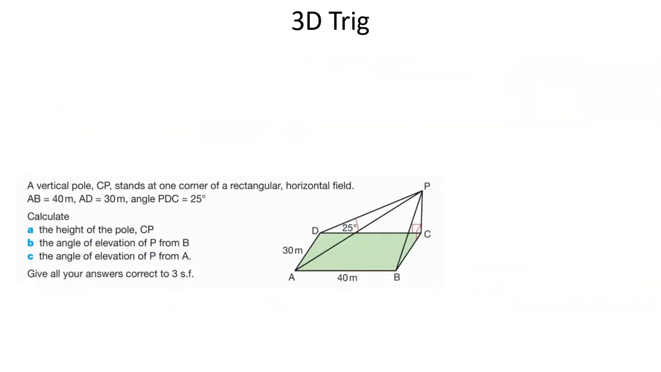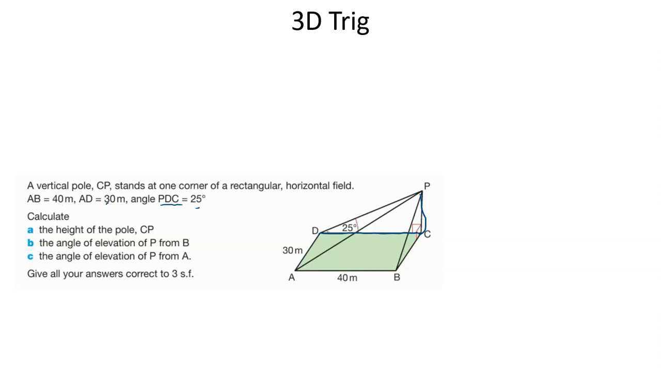A vertical pole CP, so just there, stands at one corner of a rectangular horizontal field. It gives us AB, AD, and the angle, which are all labelled. This angle here, notice it's PDC, so it's going down to that line there. Yeah, it's in between those on the far side. Work out the height of the pole CP. Well, we know that that's 40, and we want a height. We can just ignore all this. It's just a triangle flat there.